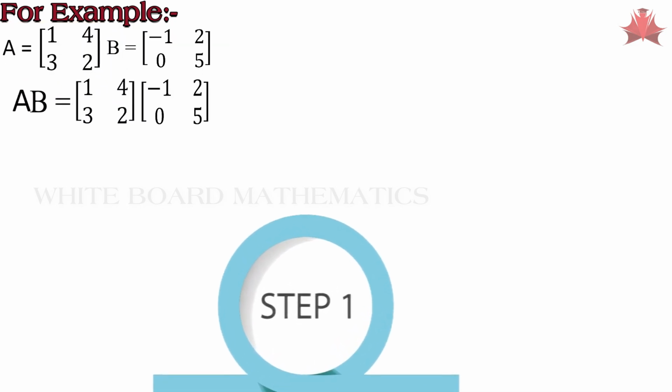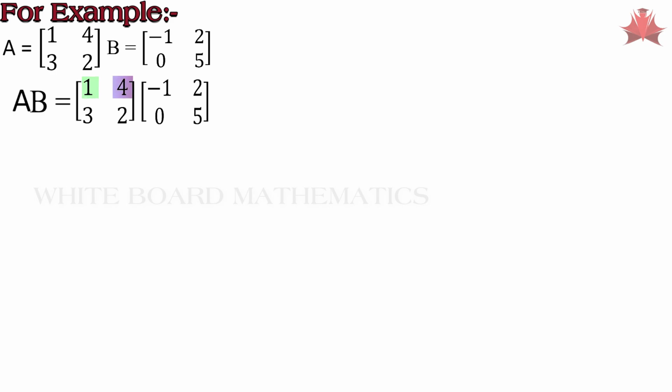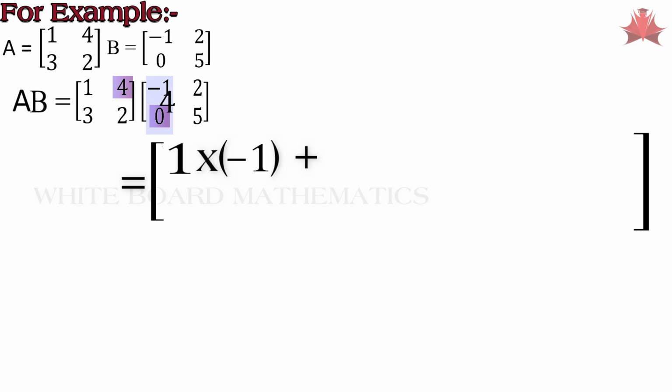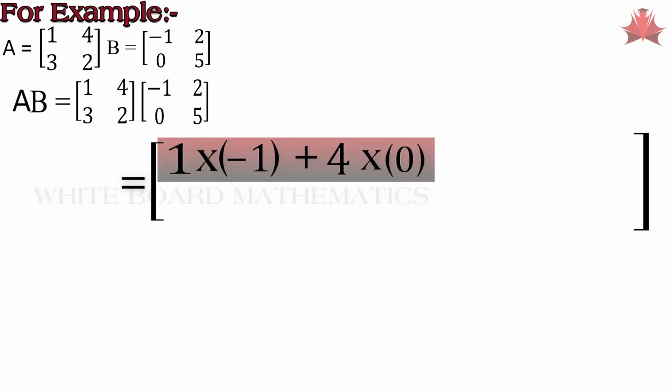Step number 1. Multiply every element of the first row of matrix A with the corresponding elements of the first column of matrix B, which is 1 into -1, 4 into 0, and add them to get the first element of the first row of product matrix AB. 1 into -1 plus 4 into 0.